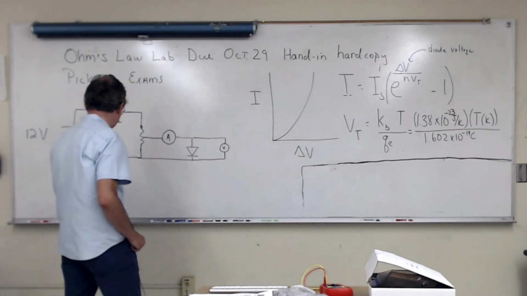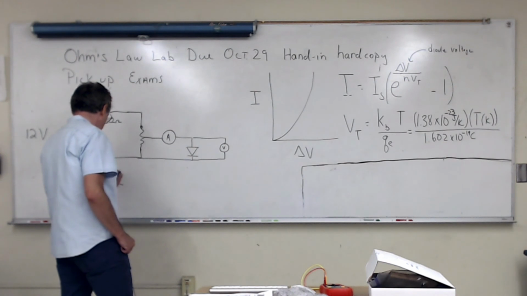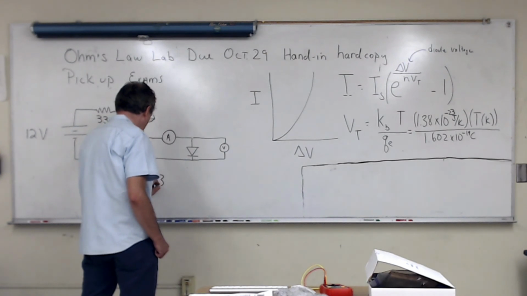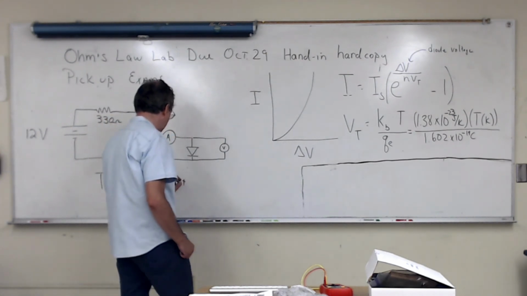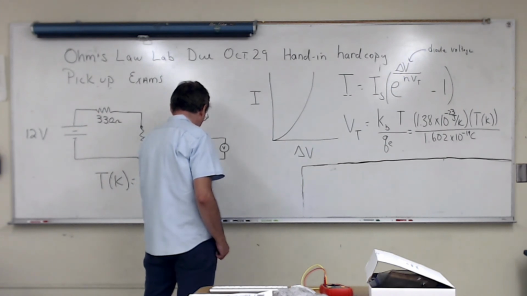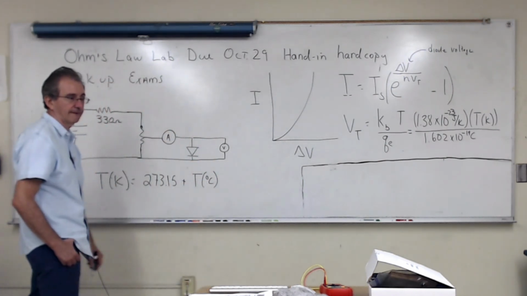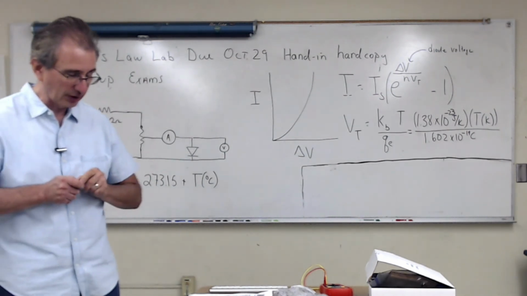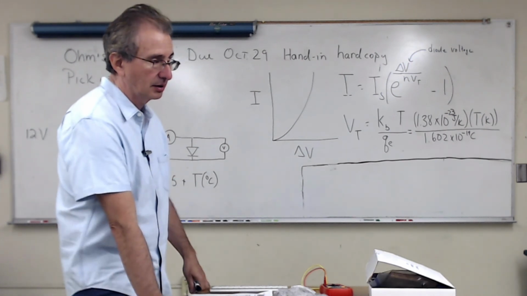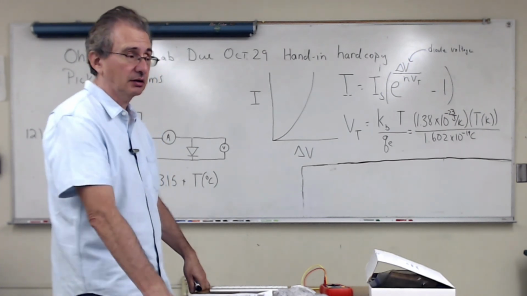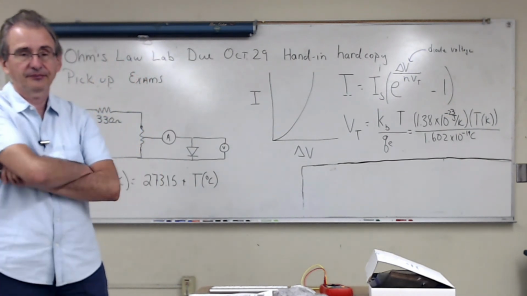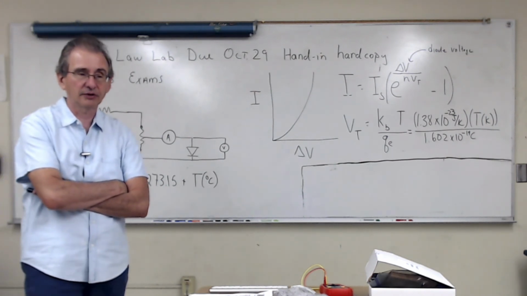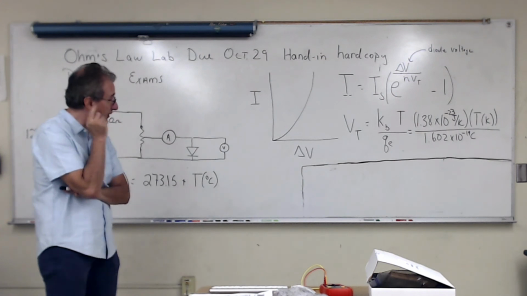The temperature in Kelvin, by the way, is 273.15 plus the temperature in Celsius. If you don't have a thermometer where you live, then you can use a thermostat reading. Okay? Then you'll get the temperature. You've got to convert that to Celsius, and then from Celsius to Kelvin, and you will put it in here.